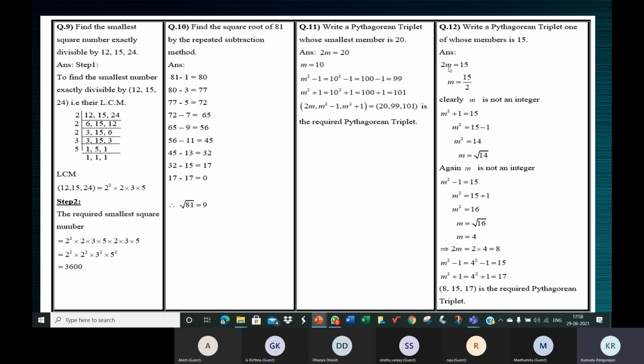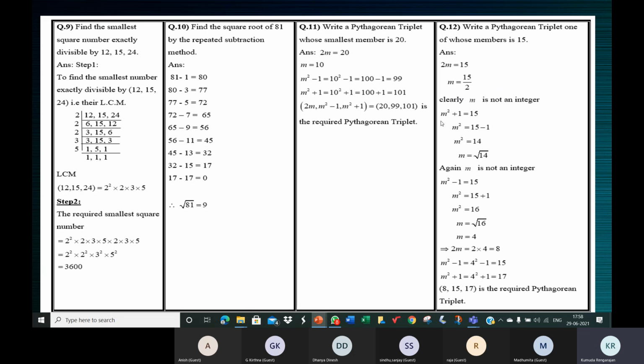So let's equate 2m to 15. We get m is 15 by 2. 15 by 2 is not an integer, so you will get a decimal value. You must get an integer answer, a positive value. So we discard this. This is not possible.